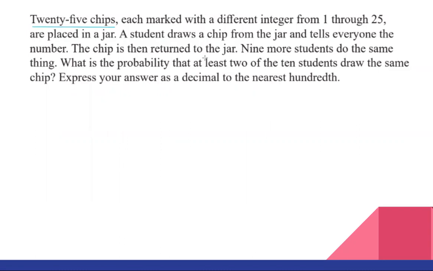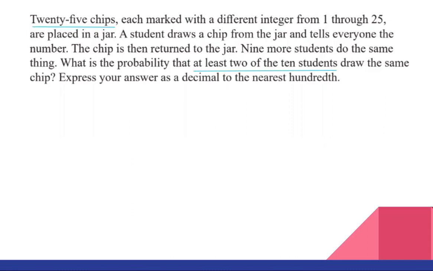It says take one of those chips, look at the number and write it somewhere, and return the chip into the jar. And then 9 students are gonna do the same thing, which is a total of 10 of these. And then what is the probability that at least two of those students will get the same number? We are gonna look for a decimal to the nearest 100.